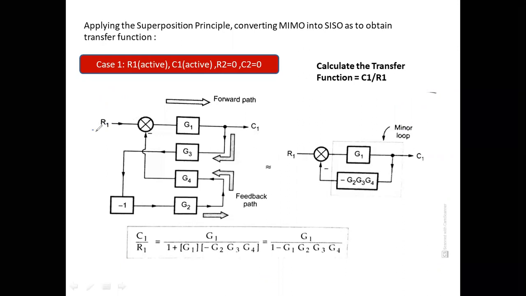So here R1 is there and C1 is there. And you just see what we have done when we are considering R2 as 0. What will happen? Here we have to analyze how this minus 1 comes into the picture. Let's see how this minus comes into the picture.